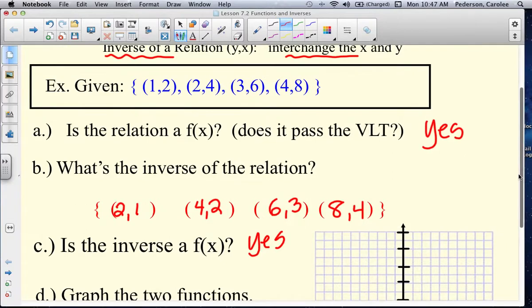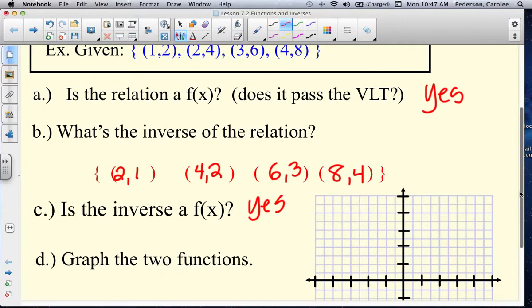So the first ordered pair is (1, 2). So we'll go over 1, up 2. So there's ordered pair (1, 2). The next one is over 2, up 4. And the next one is over 3, up 6, and then over 4, up 8. So the 4 ordered pairs represent a relation.